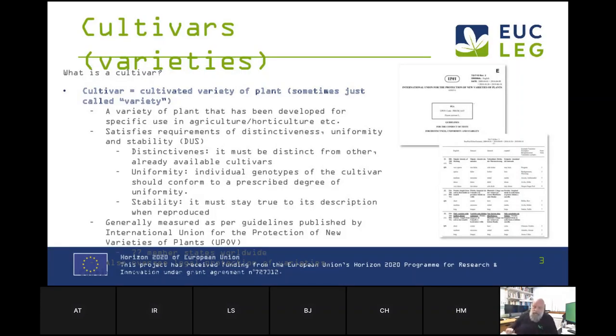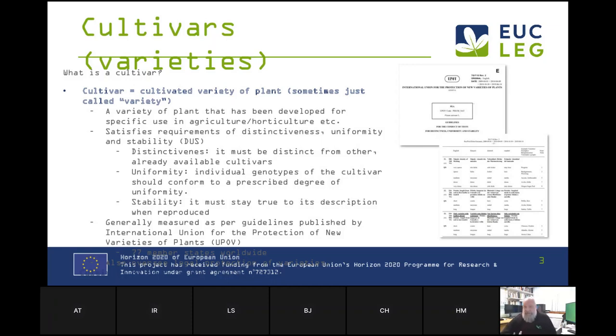Okay. So what is a cultivar? A cultivar is essentially a cultivated variety of plant. And we use the terms cultivar and variety often interchangeably. That may or may not be correct, but that's the way it is, I'm afraid. So it's a variety of plant that has been developed for a specific use, has some degree of protection under plant breeders' rights, similar to patenting, and satisfies requirements of distinctiveness, uniformity, and stability.